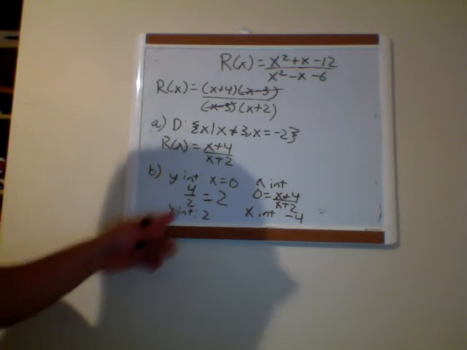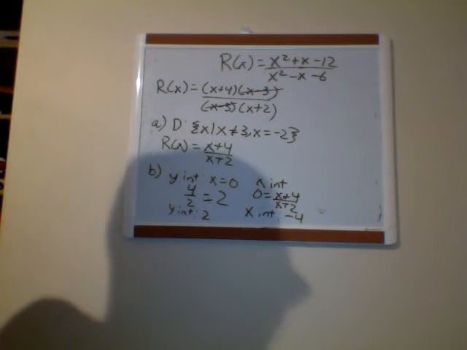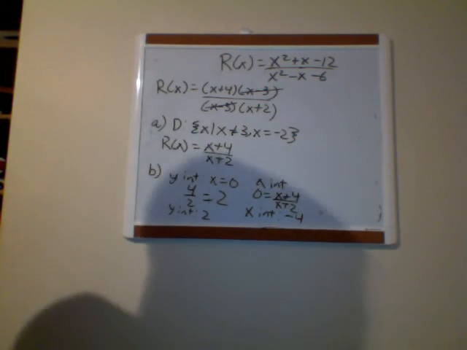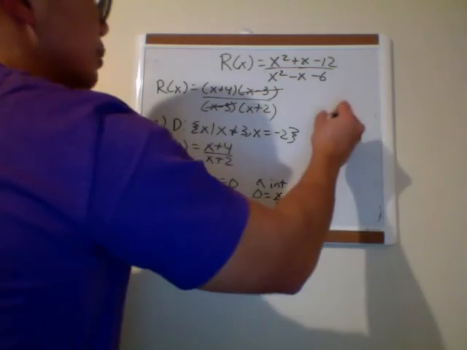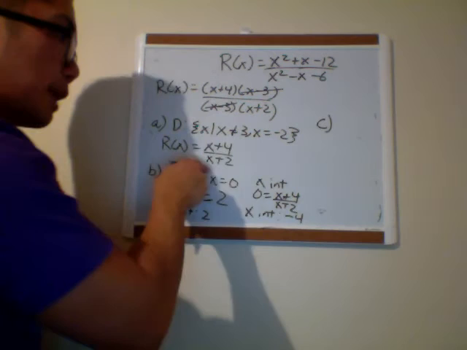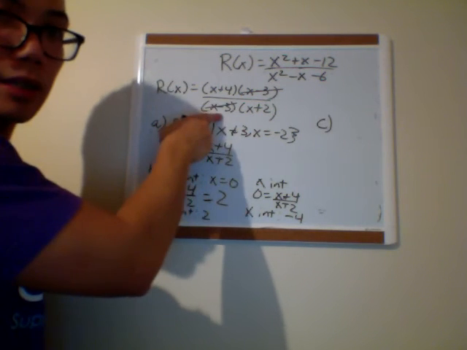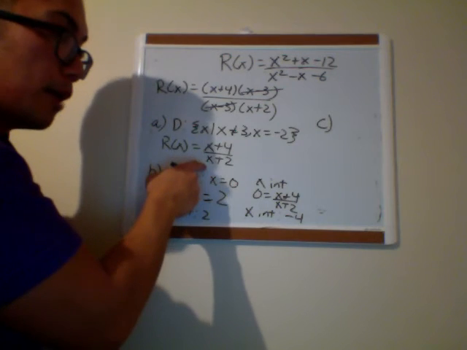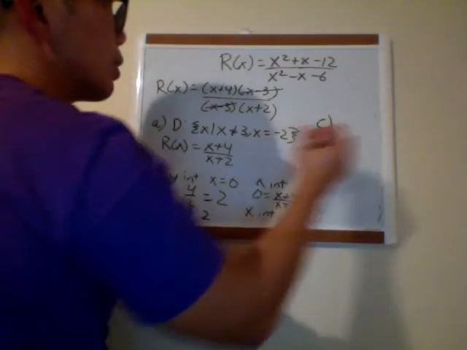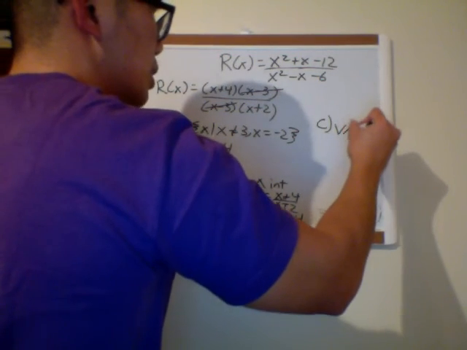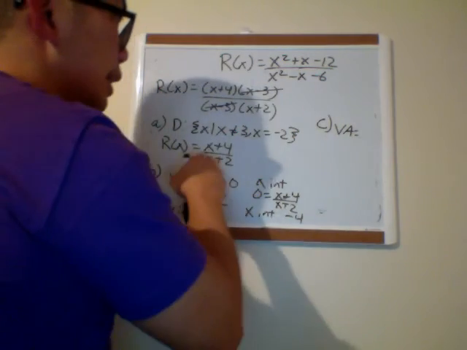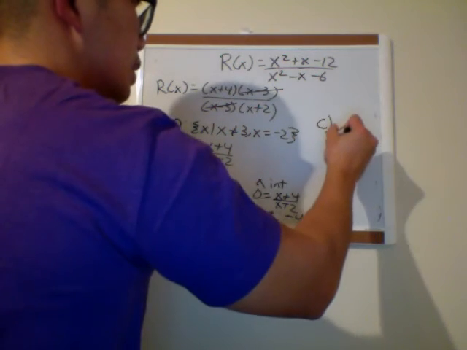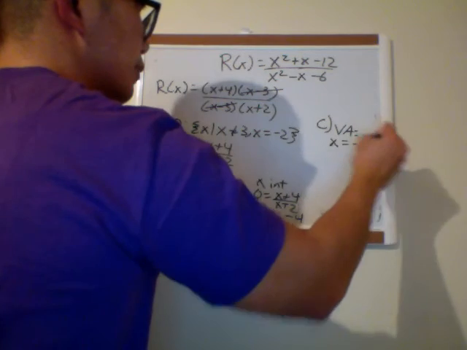And then part C tells me that I have to find my vertical asymptotes. My vertical asymptotes will only be in my simplified version. Do not go back to here to find your vertical asymptotes. Use this. And it's when the denominator is equal to 0. My vertical asymptote is x is equal to negative 2.